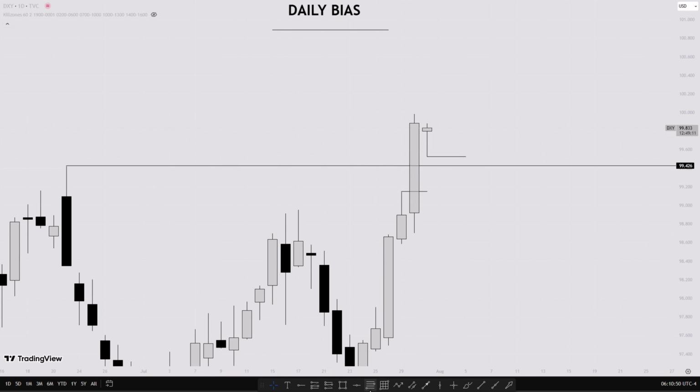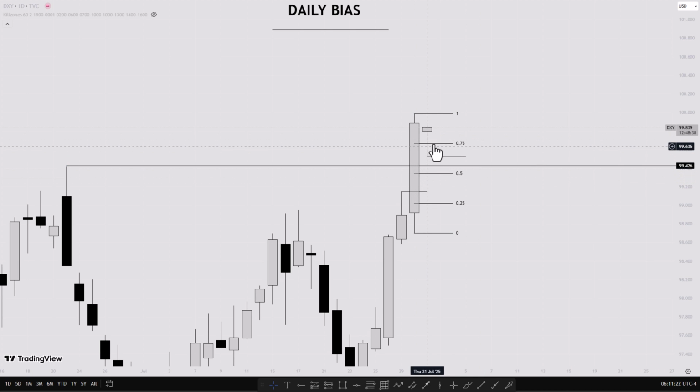Now you need to take your pricing tool, put it from the low to the high, and also determine the mean threshold. You don't want to see the equilibrium of this price being taken out, meaning you don't want to see price closing below this equilibrium, or coming to the 25% of this candle. You want to see price staying above the 50% in the current day.